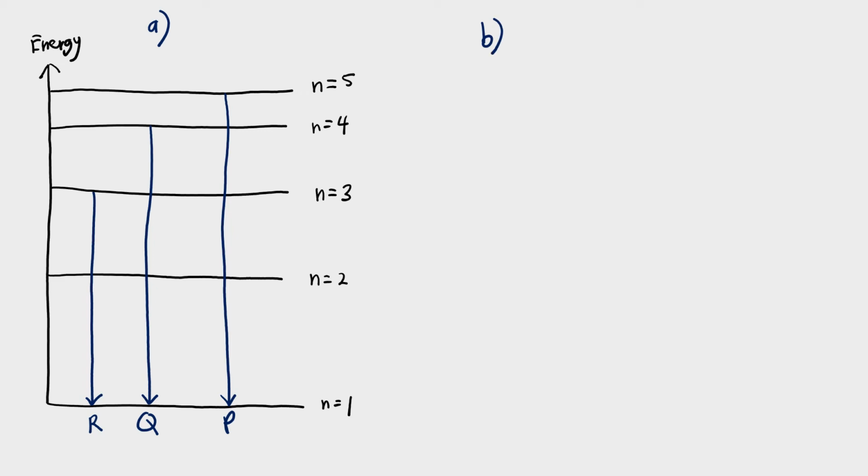For the next part, you are going to calculate the energy corresponding to line Q. So here you need to identify what the transition for line Q is. It is from N4 to N1. By knowing this electronic transition, now you can calculate the energy of line Q.